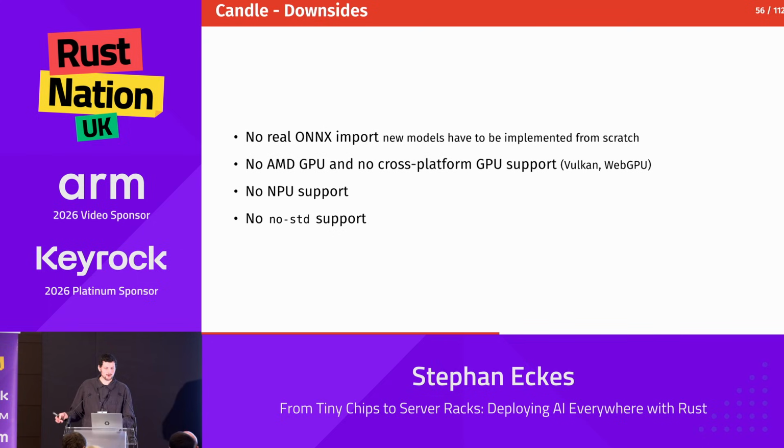Downsides here, you don't have real ONNX import. There is a crate inside for ONNX import, but it's so alpha and it doesn't really support a lot of layers. So yeah, you can forget about making use of that at this point. You don't have support for AMD GPU or cross-platform GPU like Vulkan. You don't have NPU support and also no standard. But if you want to run a large language model on CUDA, it might be a good choice for you.